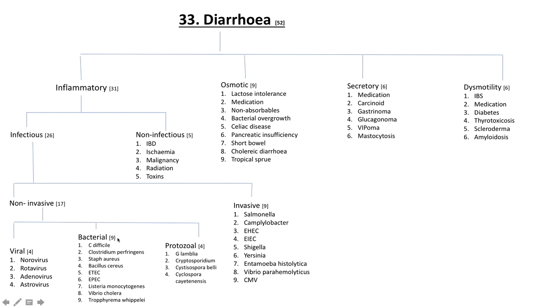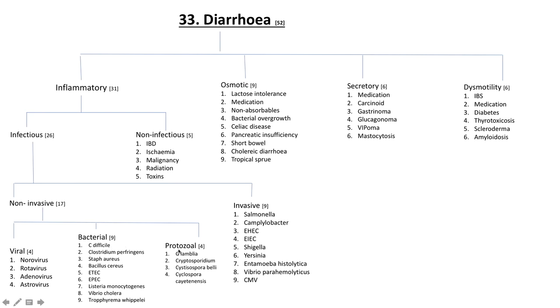Clostridium perfringens, which causes so-called gas gangrene, then Staphylococcus aureus, Bacillus cereus, ETEC, which is actually enterotoxigenic Escherichia coli, or E. coli, and EPEC, which is enteropathogenic E. coli. Listeria monocytogenes, watch out for this one, because when this one causes septicemia, it can also result in meningitis, okay? Vibrio cholerae, associated with the typical rice water kind of stools. Tropheryma whipplei, which can result in an infiltrative sort of disease, okay, causing Whipple disease.